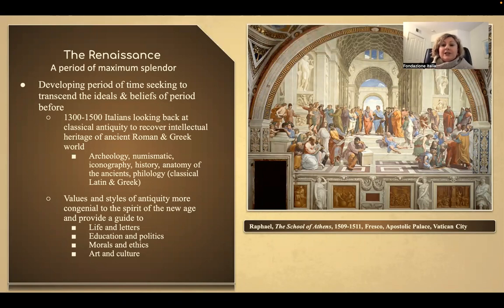Between 1300 and 1500, Italians are looking back at classical antiquity. They want to go back to the roots of the ancient Romans. In part, this is because new manuscripts were discovered, especially the works of Plato, and made their way to European centers for study. But also, the historians and intellectuals are digging deeper in the libraries and finding books that had been overlooked during the Middle Ages, that were not studied before.